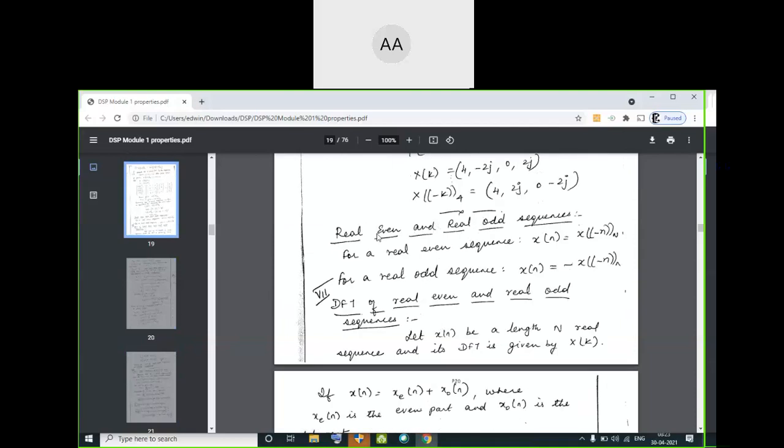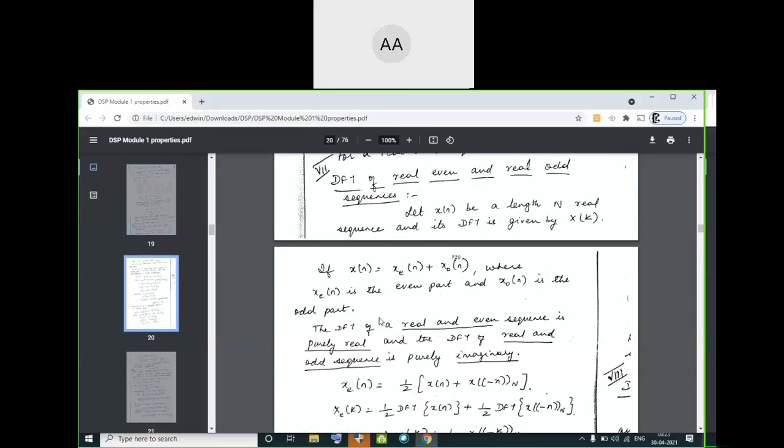Similarly, same like how you did for this, there are sub questions for this. That is, for real even and real odd sequence, what happens? How do you do the proof? It's very simple. I'll just give you a hint how it is done, same like the previous one. For a real and even sequence, whenever you say a signal is even, x of minus n is equal to x of n.